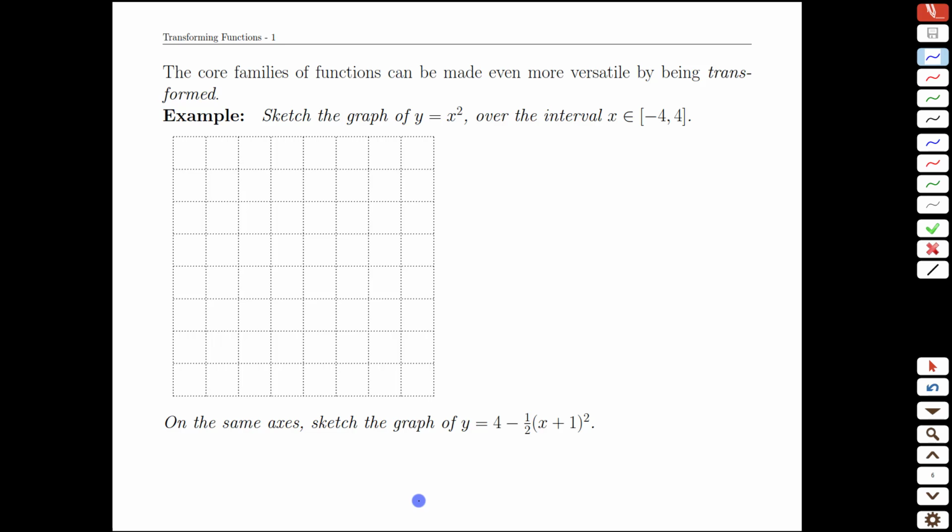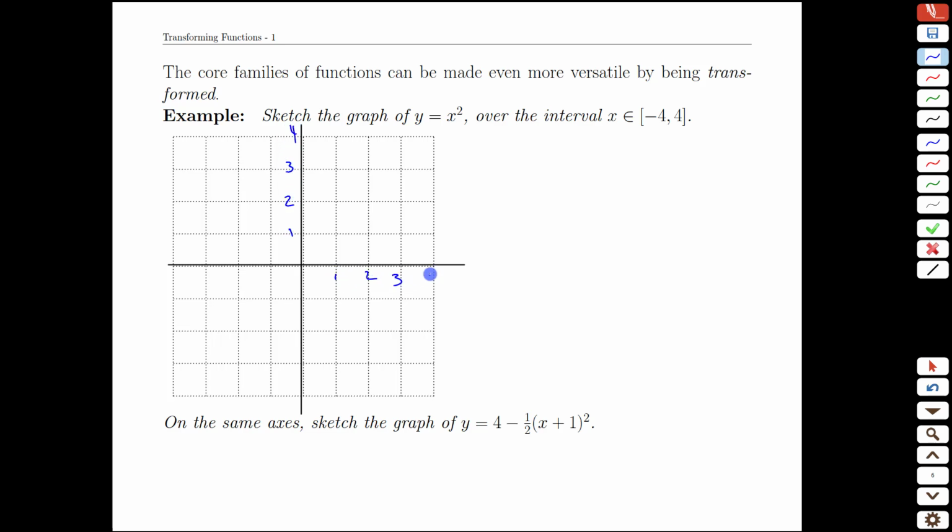Once we understand what the core families of functions look like, we can then transform them and get new functions that have similar properties but are moved, vertically shifted, horizontally scaled, all those kinds of options. Fortunately, the mathematical notation is relatively straightforward. Let's review that by looking at the simple function y equals x squared.